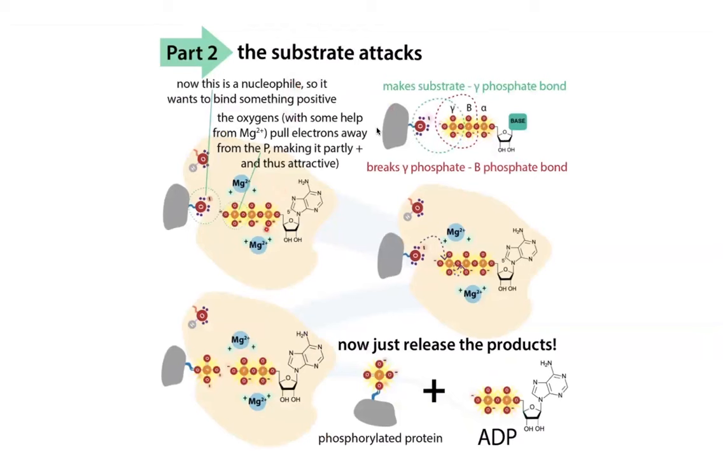And the magnesiums are going to help pull electrons away from those phosphates, making them partly positive and thus very attractive. It's going to help stabilize all those intermediates. And so you're able to make a new substrate phosphate bond, and then break this phosphate bond. You can think about your transition state as a state where this bond was forming and this bond was breaking. And that would be the point at which the kinase is going to most stabilize.